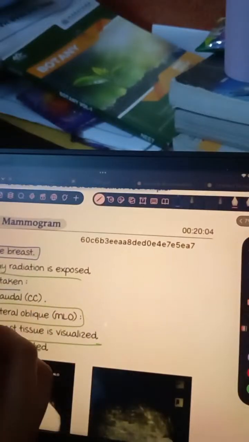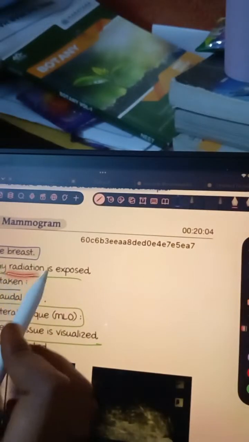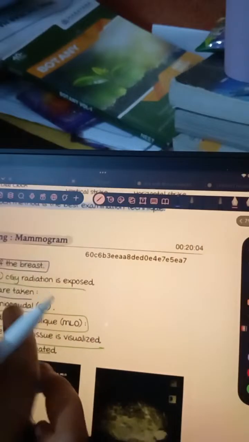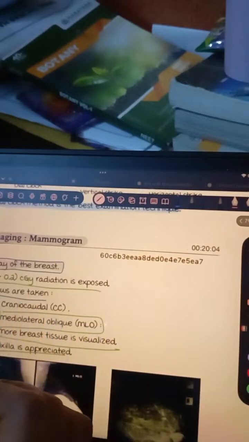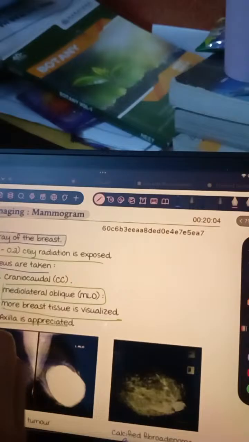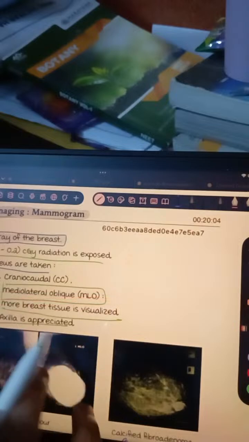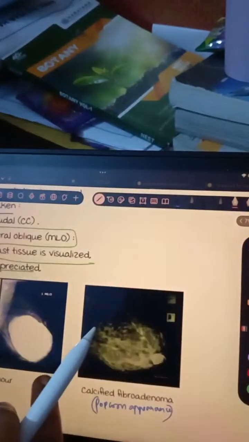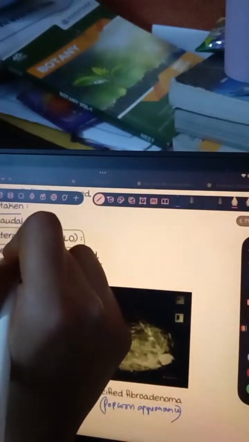So 0.1 to 0.2 radiation is exposed. Two views are taken, which are craniocaudal and medial lateral oblique. In the craniocaudal method, we keep the breast in an instrument and press it to get more precise imaging. Then we have the medial lateral oblique, MLO, technique, in which more breast tissue is visualized and the axilla is best appreciated, because we take the oblique region into consideration also.